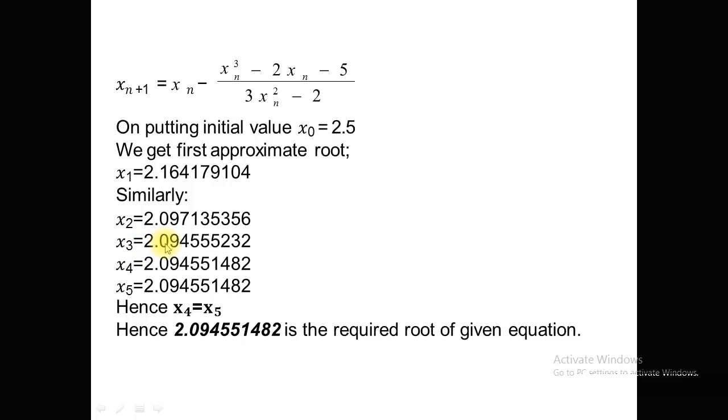Since in the third root the 4 digits after the decimal are 0.9455, and in the fourth root 0.9455. Since in the fourth root the 4 digits after the decimal are the same as in root number 3, we can stop our procedure at the fourth root, and hence root 4 or root 5 is the required approximate root of the given nonlinear equation.